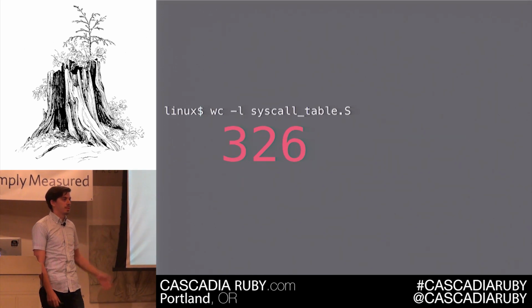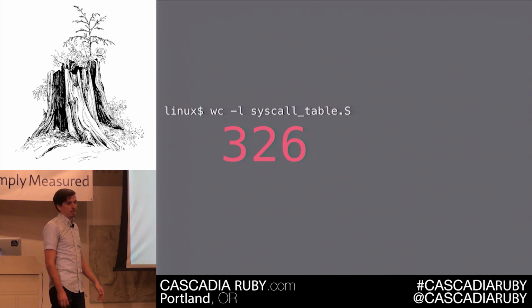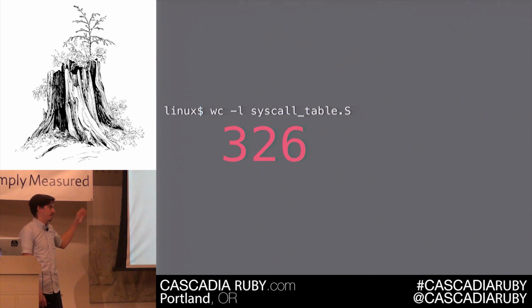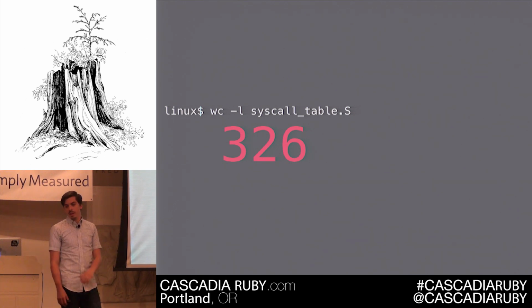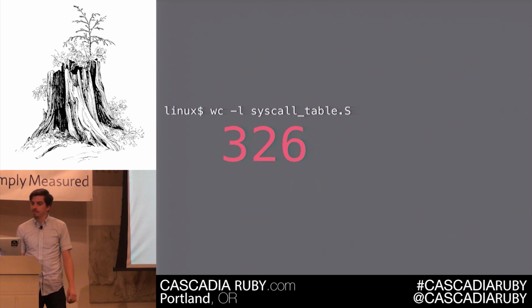This is from the Linux kernel source. If there's not a syscall in this table, you can't call it. Linux won't know how to handle it. This is the full extent of all of the syscalls that you can talk to the kernel about. There's a total of 326 of them.